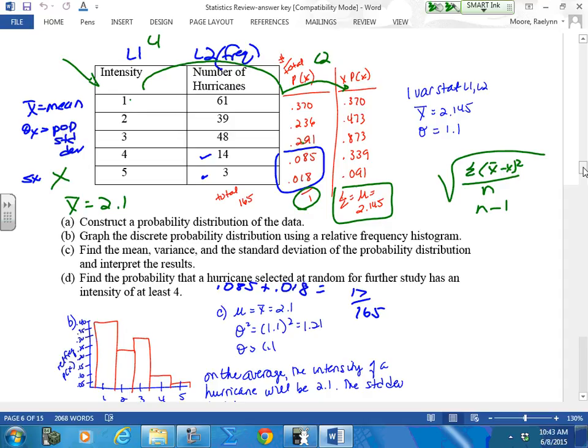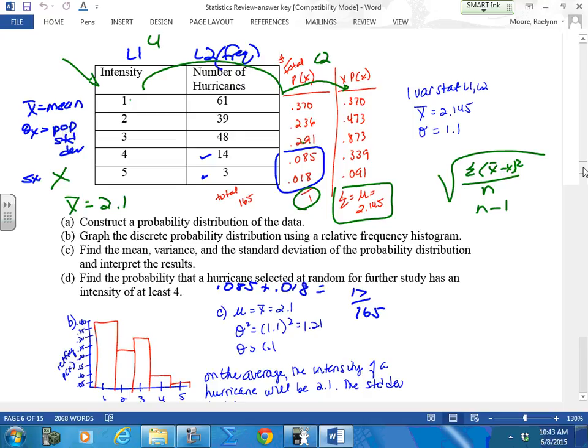And our means are always 1 decimal more than our X values. So we could say it's approximately, on the average, a 2 intensity hurricane. But on the average, we say the mean is 1 decimal more than your X values.